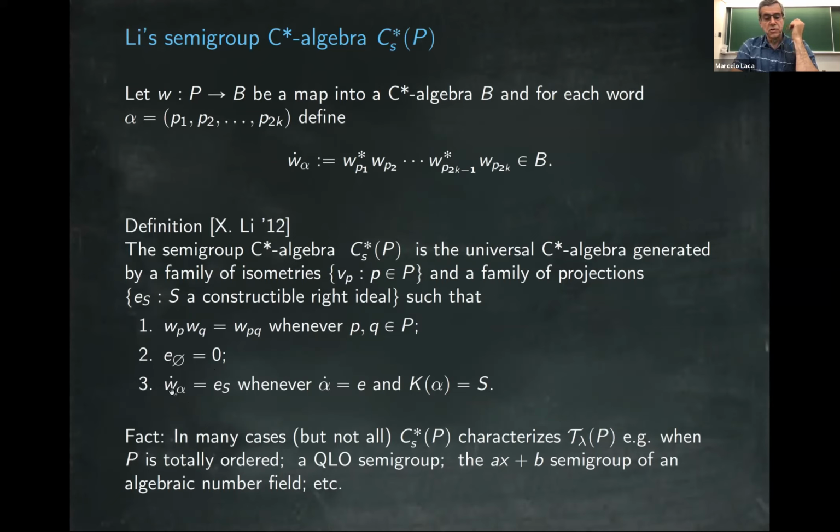So this ensures that when you take neutral words and you take products like this one, W dot alpha, they will behave like a semi-lattice of projections. And because it behaves like a semi-lattice of projections, it controls what's happening in the algebra generated by the W dot alphas, and it gives you a satisfactory theory. In fact, in many cases, the C-star algebra characterizes the left regular C-star algebra T lambda of P. For example, when P is totally ordered, it does the job. When it's a quasi-lattice ordered semigroup, it does the job. And in other cases, for example, the ax plus b semigroup of an algebraic number field, which is not quasi-lattice ordered, it also does the job.